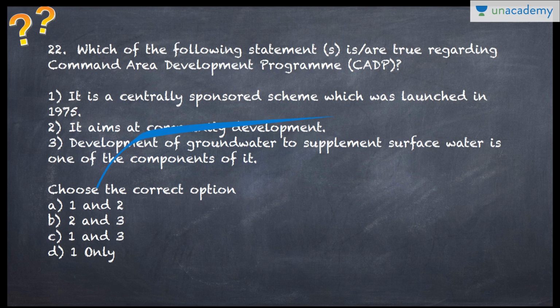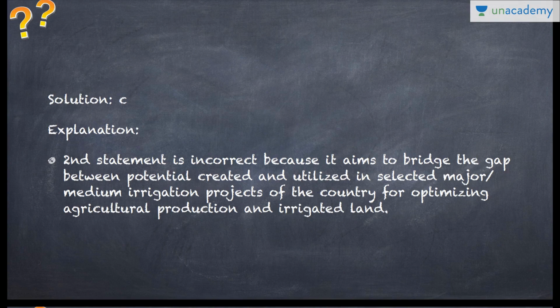So basically, the second one is wrong because this aims at bridging the gap between created potential and utilized potential in selected major and medium irrigation projects in the country by optimizing the agriculture production and the irrigated land. So basically, the second one is wrong. So the solution would be C.